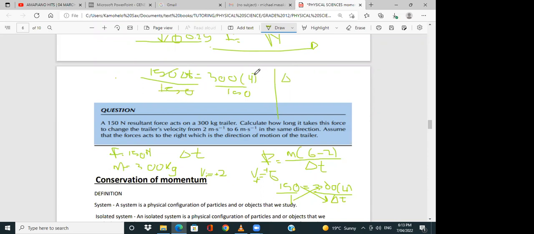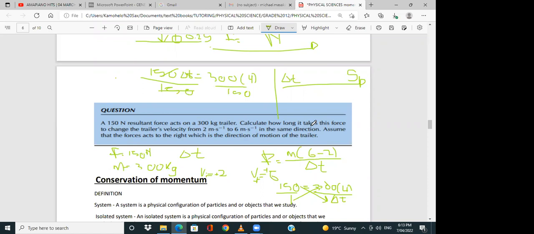Now, 300 multiplied by 4, 3, 6, 8, 12. That's 1,200 divided by 150. I think you guys will have to solve that one for me, and then that's how you would have had to solve this problem.